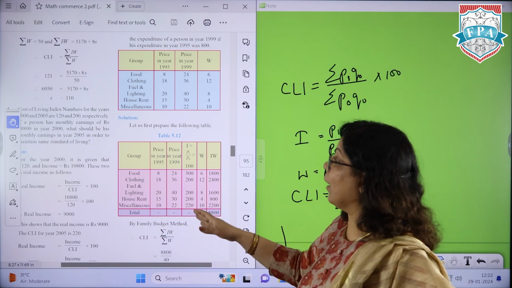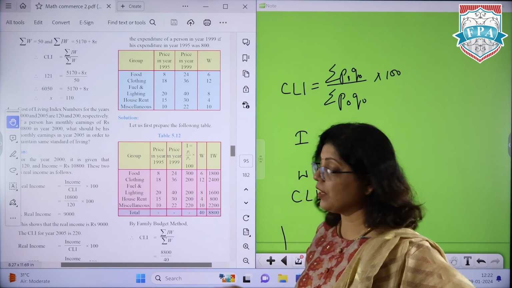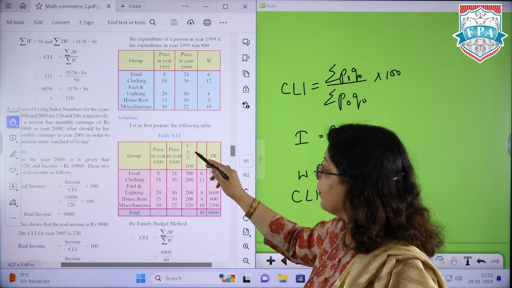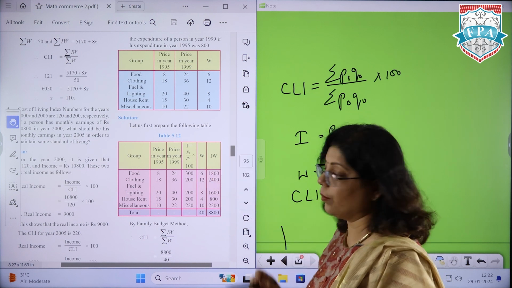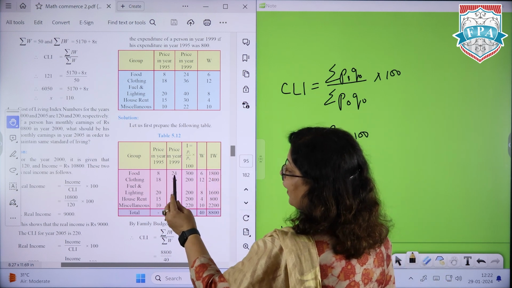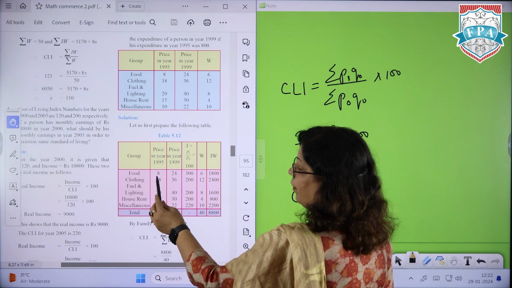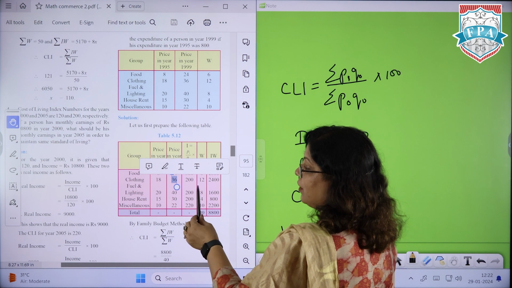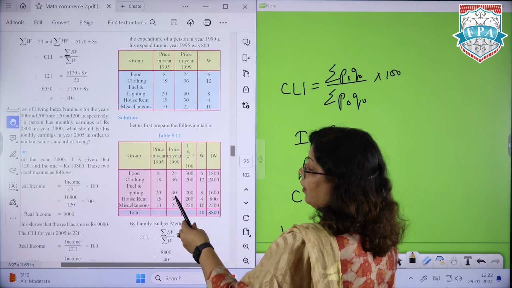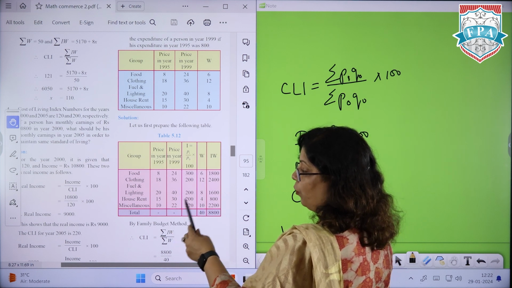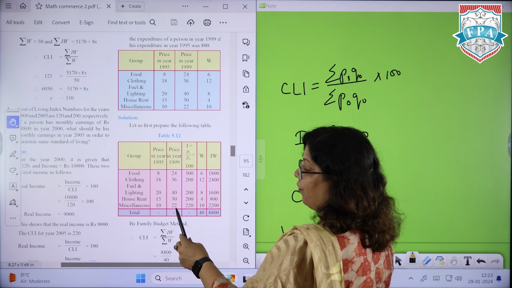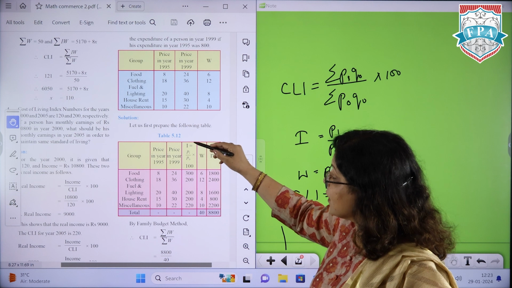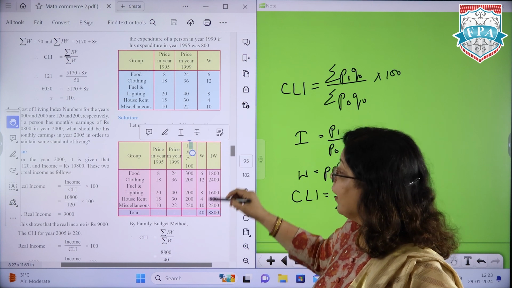Now first we'll calculate, because the method is family budget method, first we'll calculate the price relative. Now price relative is P1 by P0 into 100. So respective thing, 24 divided by 8 into 100, we get 300. 36 divided by 18 into 100, we get 200. 40 divided by 20 into 100, 200. 30 by 15, 200. And then 22 by 10 into 100, which is 220. Now this value becomes your I.